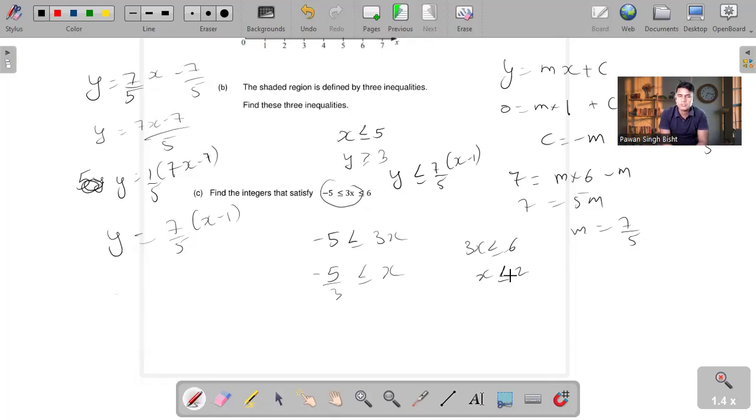I hope you understand how to do linear inequalities and linear programming questions. Okay, so I am sharing this worksheet with you in the chat link. Whatever doubts you have, you can ask me.